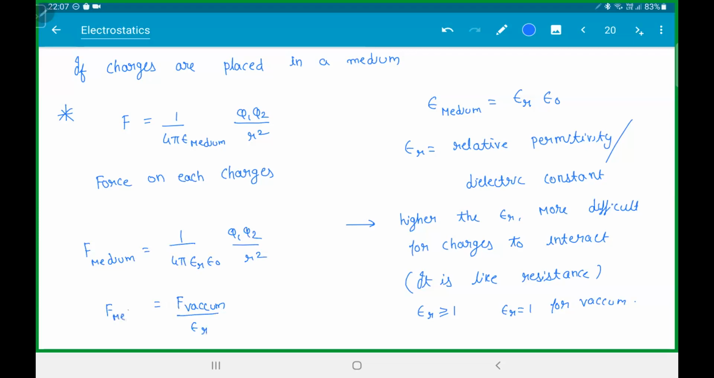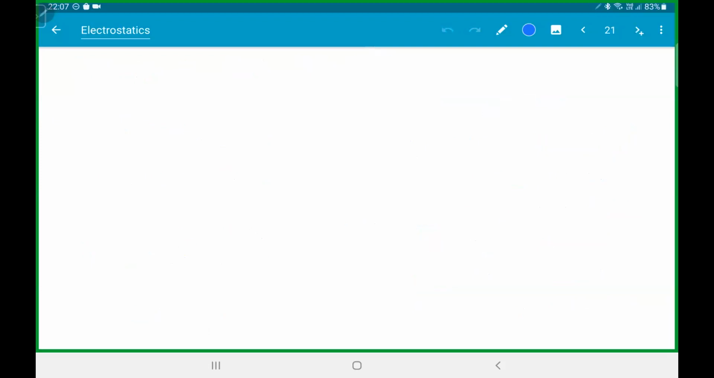That means when you take two charges and keep them in a medium, the force on each charge will actually decrease. Are you getting this? Now, can someone tell me why the force is decreasing when you take two charges and keep them in a medium? Sir, the particles in the medium are opposing the force of attraction. Look at what is happening. Kind of what you said.